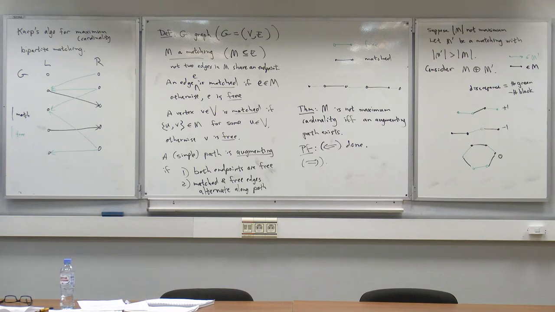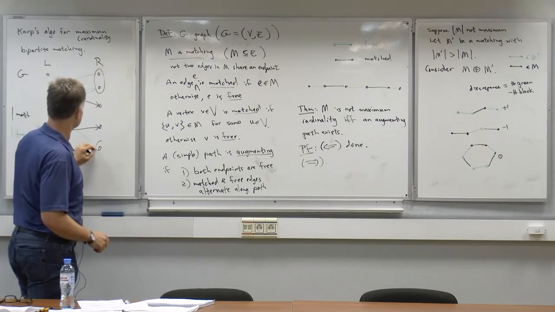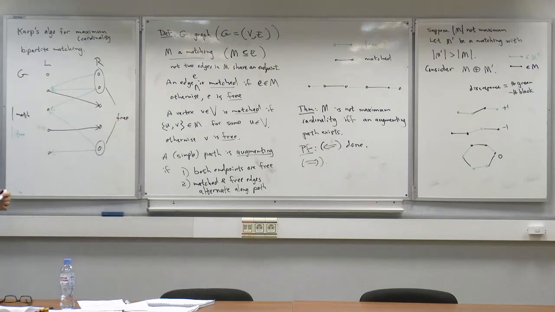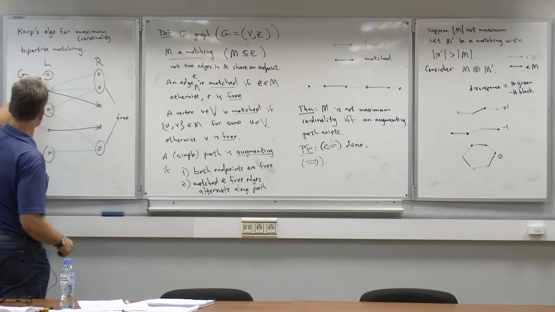Look at the free vertices in R with respect to the original graph. The unmatched vertices. The free vertices in R, where are they? These two are free, and this one's free. And look at the free vertices in L. Where are they? There's this one. They're spread out. Okay, so these are free.